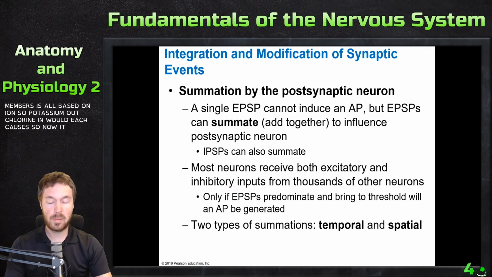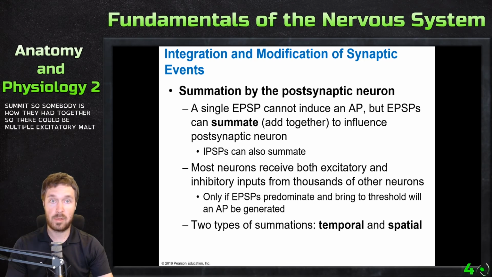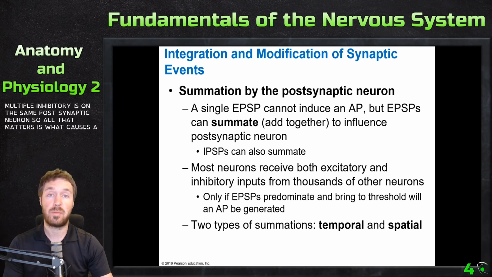So now it all depends on how they summate. Summate is how they add together. So there could be multiple excitatory and multiple inhibitory inputs on the same postsynaptic neuron. So all that matters is what causes an action potential.